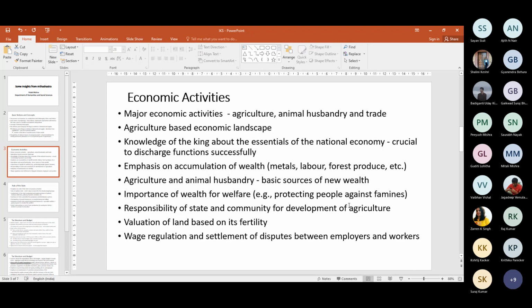And it was pointed out that agriculture and animal husbandry would be the basic sources of new wealth, where from surplus would be generated and new wealth would be accumulated. Now let us see parallelly the contemporary discussions about the role of wealth accumulation.